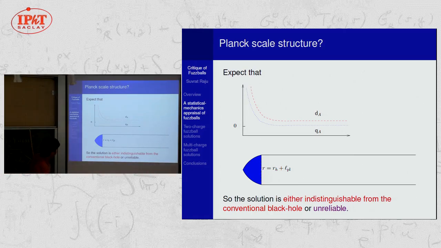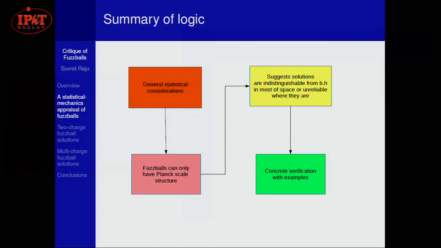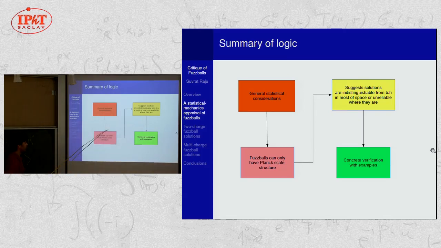So this is a summary of the first part that I said. Just from general statistical considerations, fuzzballs can only have Planck scale structure. We had some discussion that maybe fuzzballs can have larger structure, which I think needs to be checked against many things. But if this is the case, then solutions are either indistinguishable from the black hole in most of space, where they look exactly like the black hole, or in the part where they are distinguishable from the black hole, they are unreliable. So this is a summary of what I said so far.